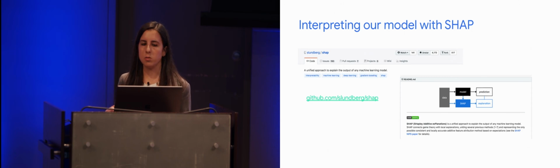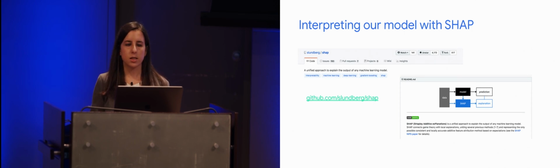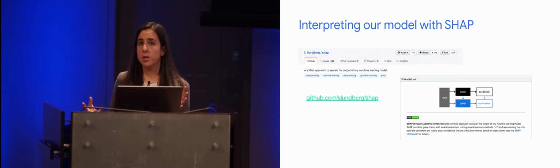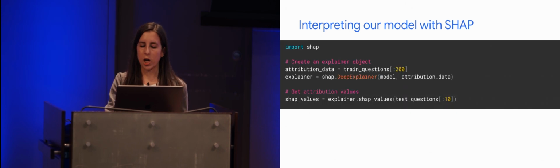The one that I'm going to use in a moment is called SHAP. It's open source on GitHub. You can check it out. What SHAP lets us do is it lets us explain the output of pretty much any machine learning model. Works for multiple data types, works with TensorFlow, scikit-learn, XGBoost, PyTorch. So we're going to use SHAP.